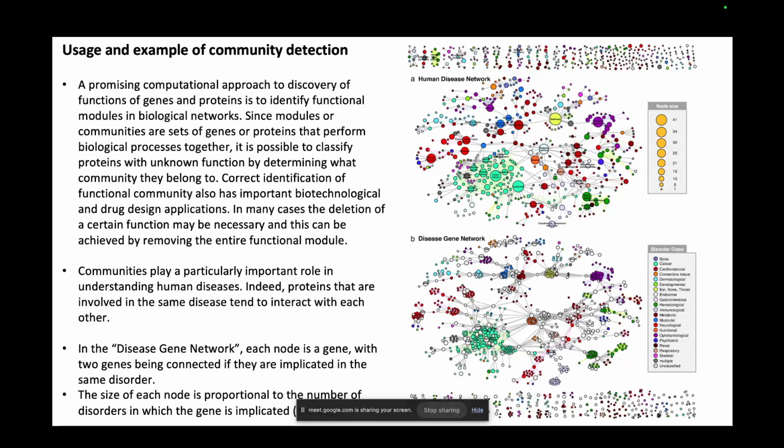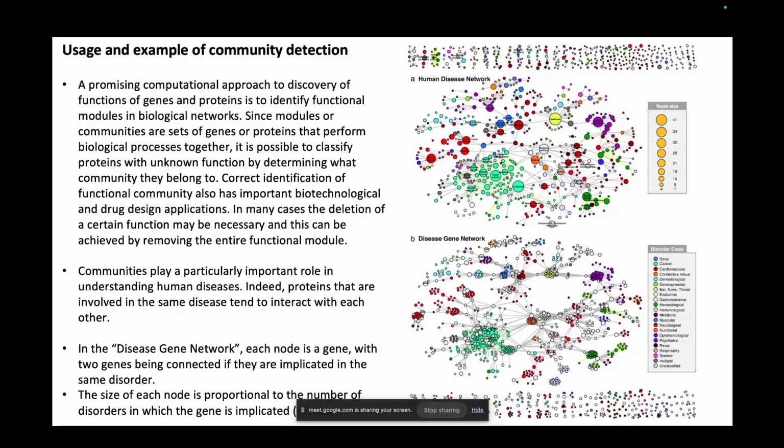So maybe you have an unknown protein, you do not know the function of that protein, but you know that that particular protein belongs to a hub or a community inside the network, which is responsible for, say, for example, a particular molecule's metabolism. So it is highly likely that that unknown protein is involved in that particular function as well. Right? So correct identification of functional communities has also become important in biotechnological and drug design applications.